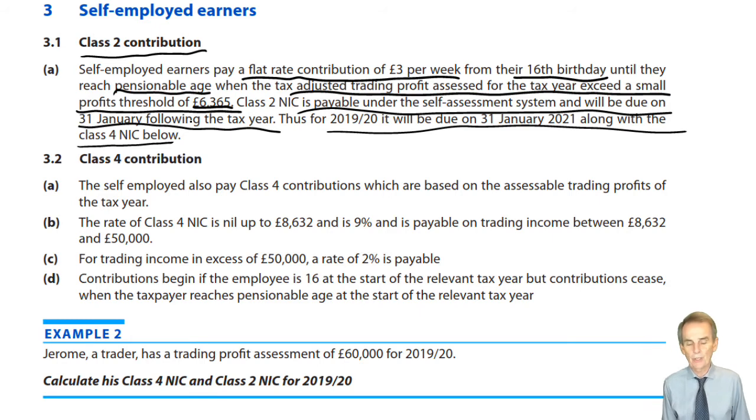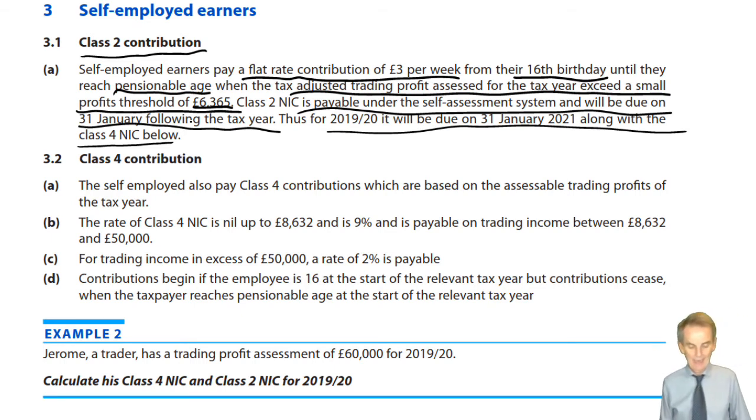Does the question for the self-employed person ask you to purely calculate Class 4? Don't think they will ask you ever to just calculate Class 2. But if they don't say Class 4, then they're likely to say for you to compute the total NICs payable by this self-employed person, and the total is both the Class 2 and the Class 4. So read the requirement carefully.